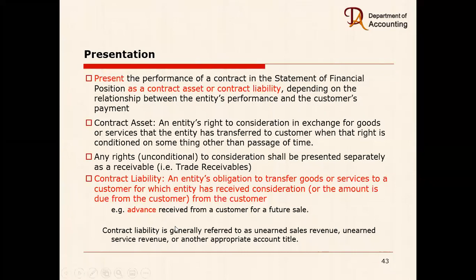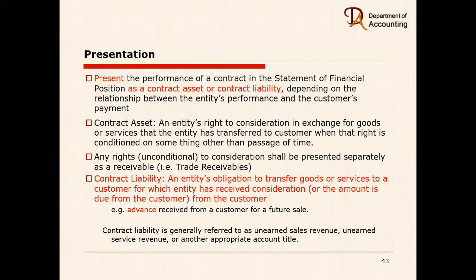The contract liability is an entity's obligation to transfer goods or service to a customer for which the entity has received consideration from the customer. You have already received the consideration, so therefore you have an obligation to transfer the goods or service. So it is simply putting prepaid revenue. Prepaid revenue is a contract liability.